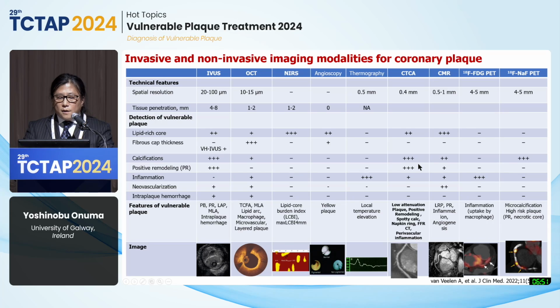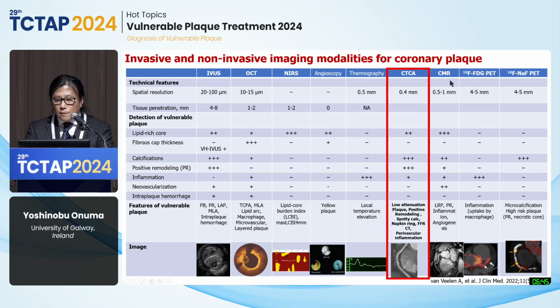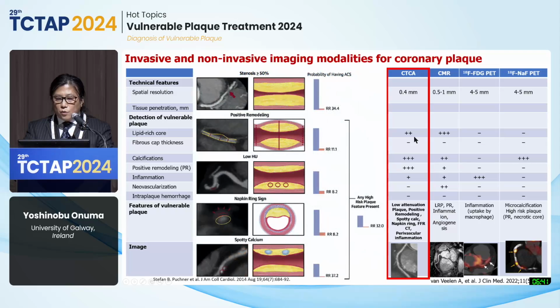If you look at the differences between the modalities, CT has moderate spatial resolution, 0.4 millimeter, depending on the generation, and you can look at the lipid-rich score, the low attenuation plaque or calcification, the positive remodeling, but it's not really good for looking at fibrous cap thickness. For example, it's beyond the resolution of the CT.